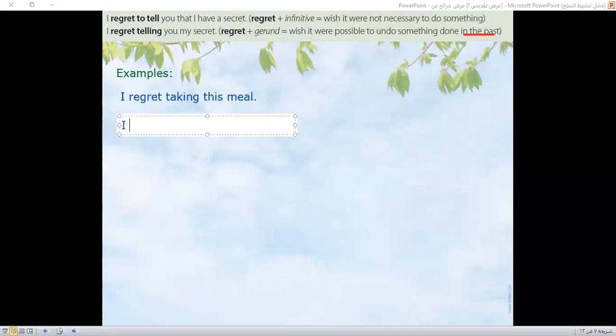I regret to take the meal. I regret to take this meal. That's right. It means that, yes, it's correct, because it means that I have to take it, but I regret taking it.